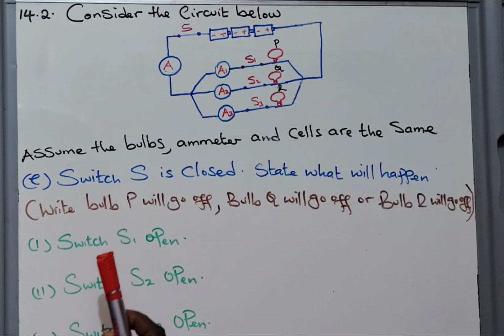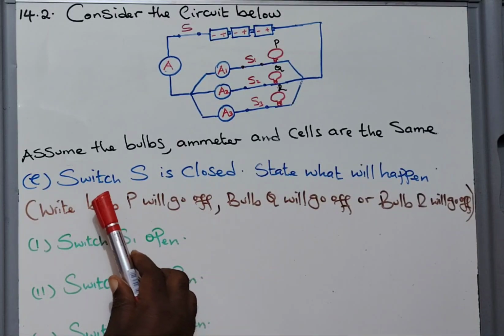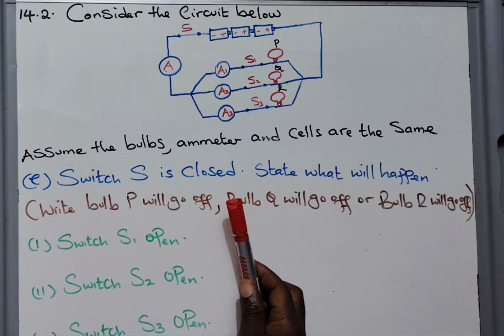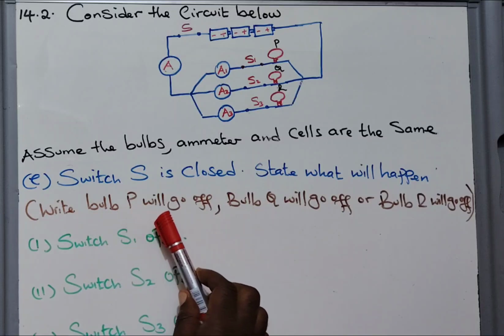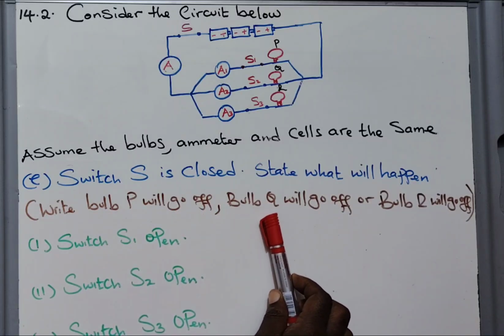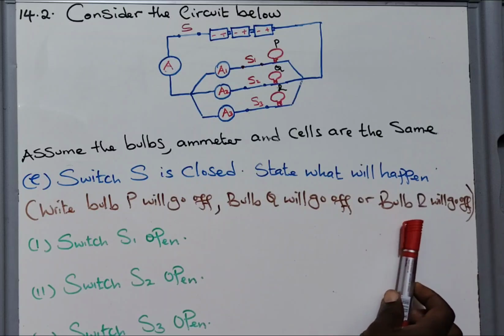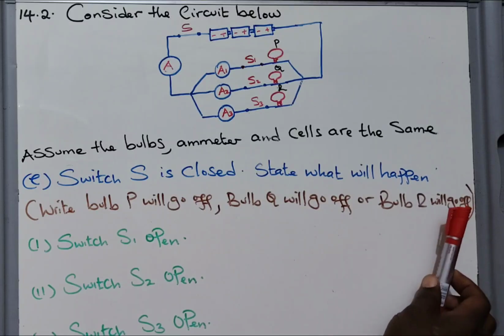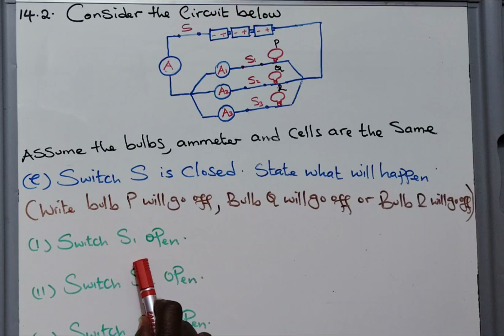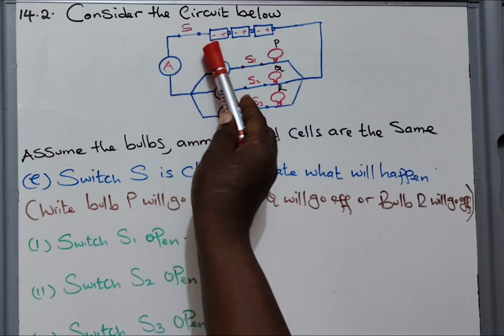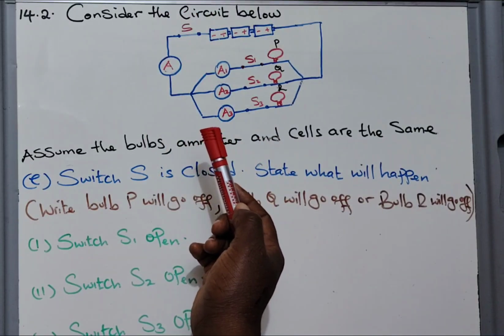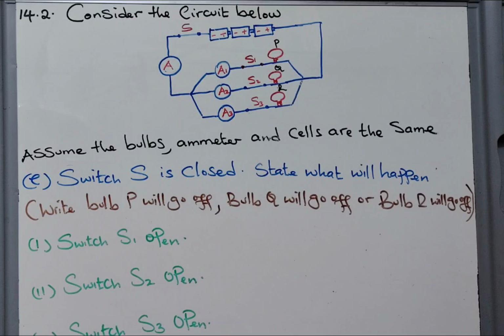Then this question comes. It says that switch S is closed. State what will happen. They want you to write bulb P will go off, bulb Q will go off, or bulb R will go off. The first one is switch S1 is open. Remember, in all these cases, our main switch S is closed. So when you open switch S1, which bulb will go off? It's bulb P.